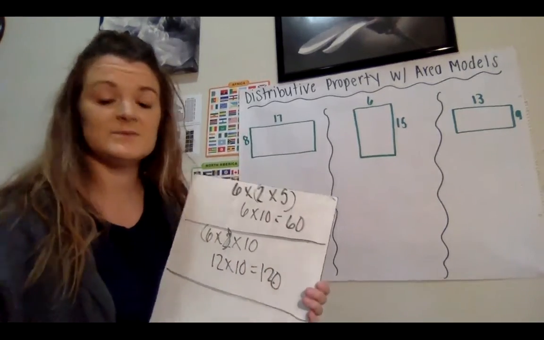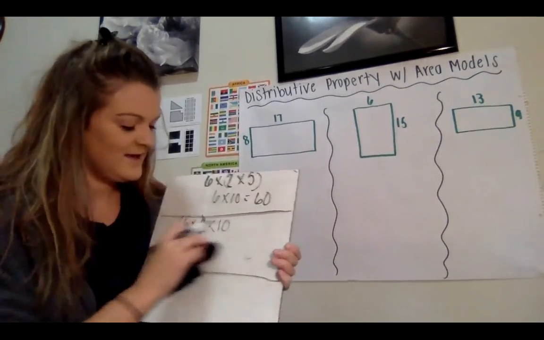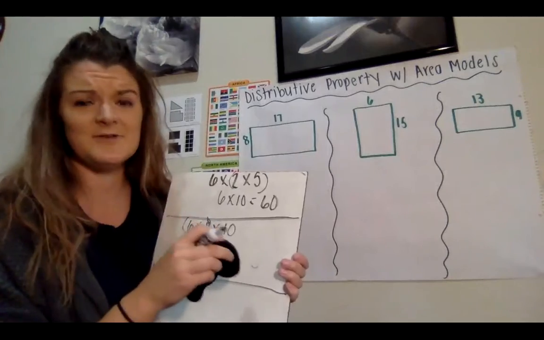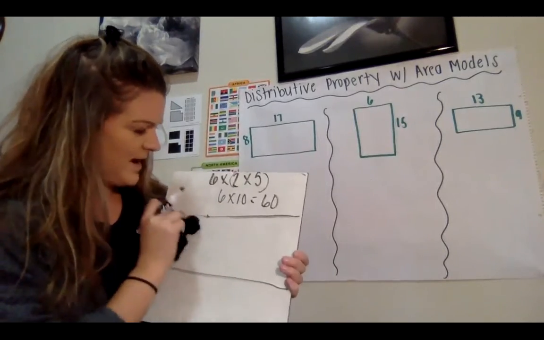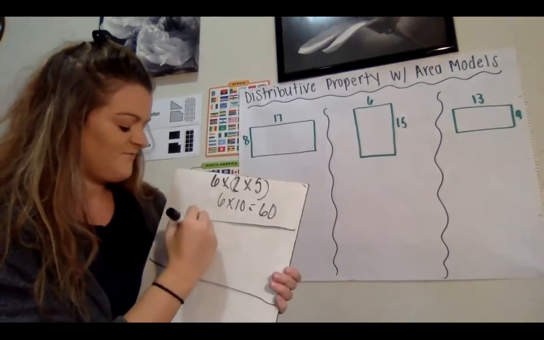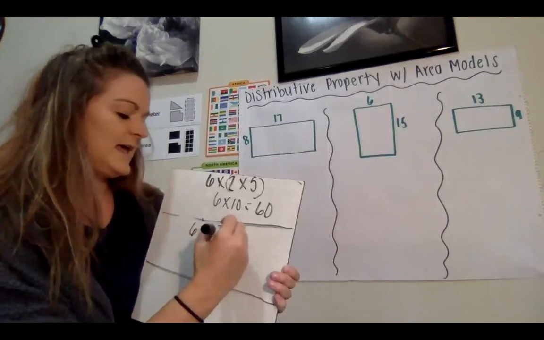Oh my gosh, Miss Smith wrote the wrong equation. I was wondering why we got 2 different answers. Say, that's okay, Miss Smith. Let's go back. It should have been 6 times 2 times 5, not 6 times 2 times 10.